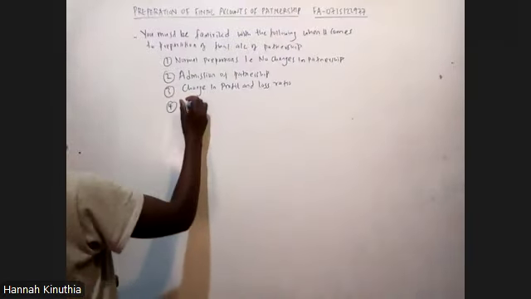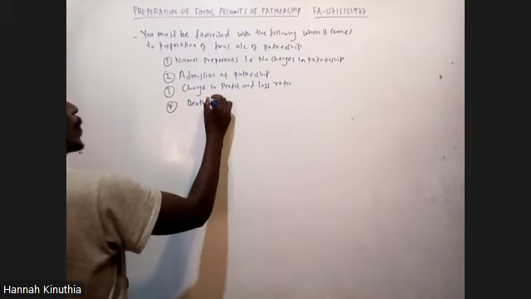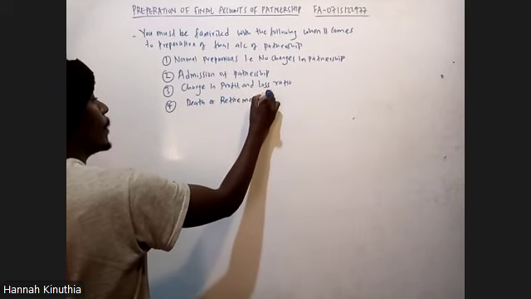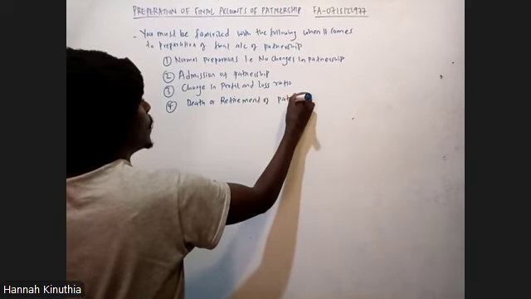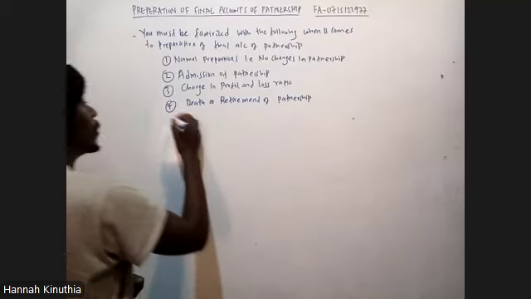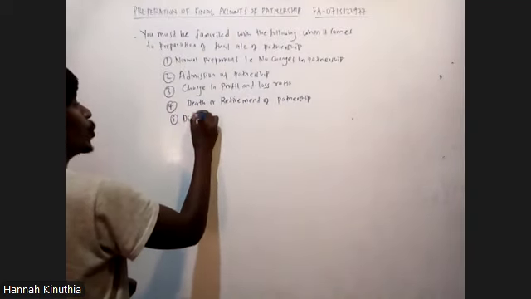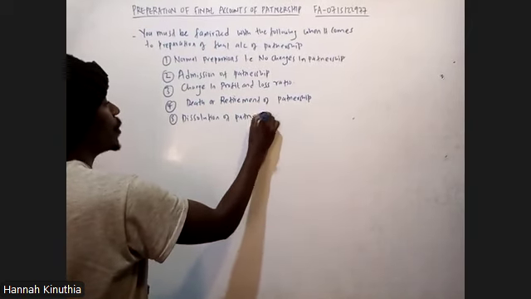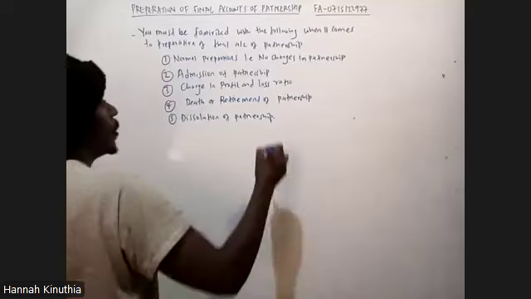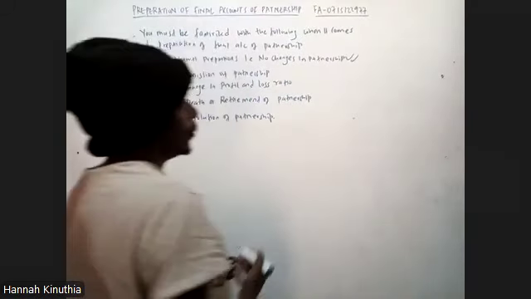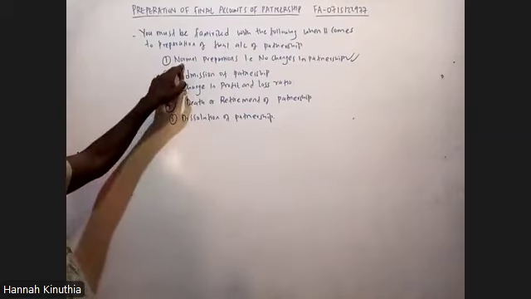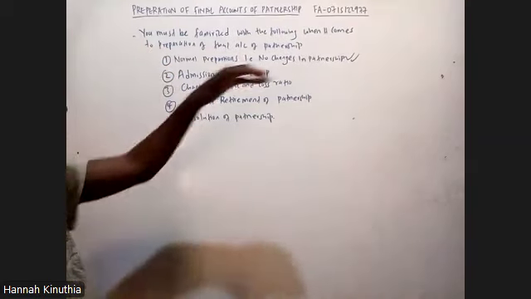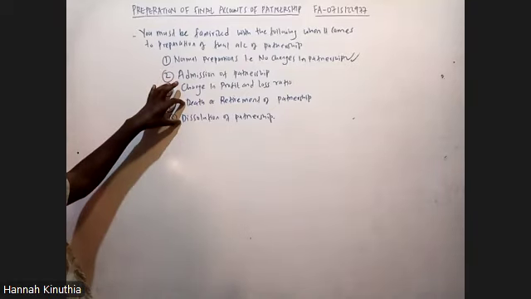Number four, death or retirement of a partner. Then number five, dissolution of partnership. So we need to know how to do all these items. And the easiest part of this question, this one is the easiest, because the others have many issues. So we need to do this one today so that tomorrow we can do admission and changes. And then the other is going to death and dissolution.